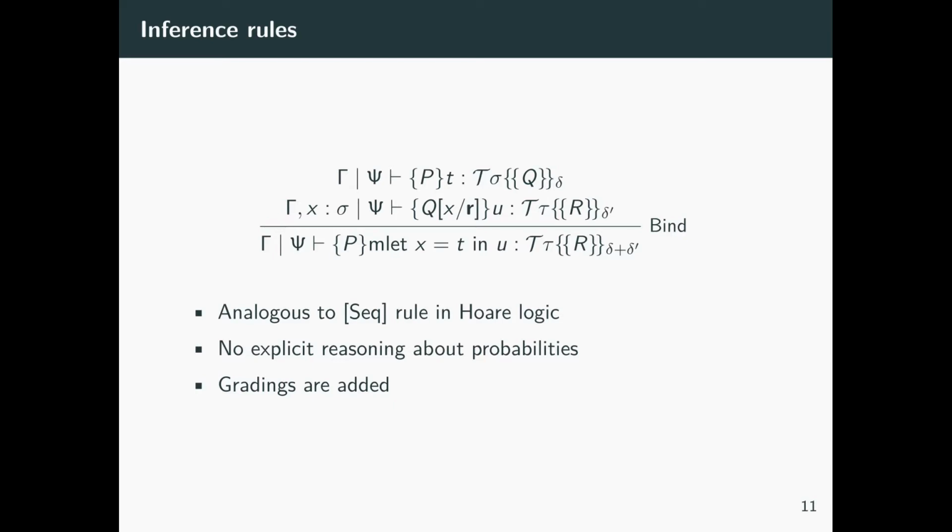This is analogous to the sequence rule from Hoare logic. Once again, note that the rule itself has no explicit reasoning about probabilities, because P, Q, and R are standard assertions that do not mention probabilities. We only need to add together the gradings, and this is enough to track the probability of satisfying the postcondition.